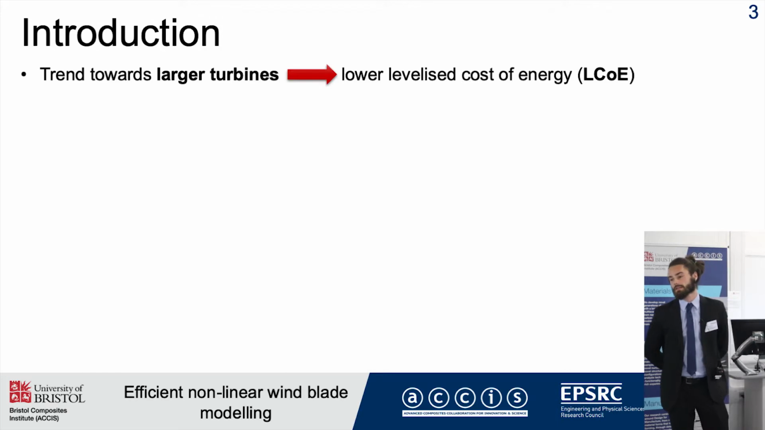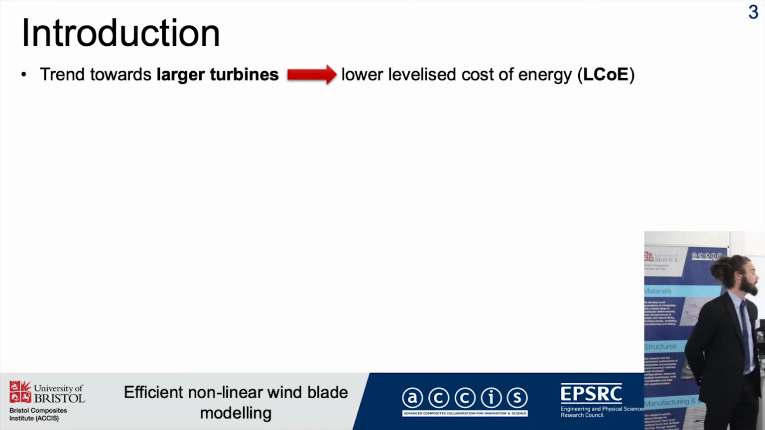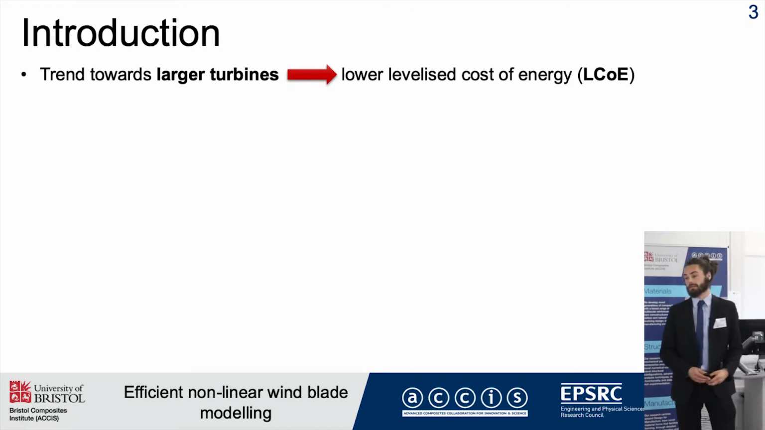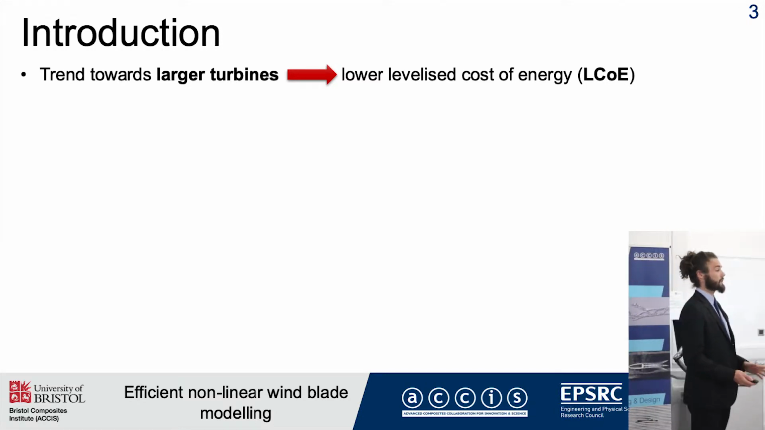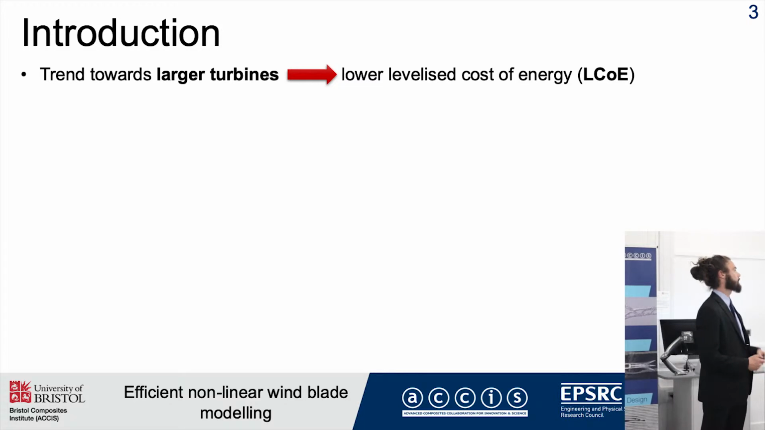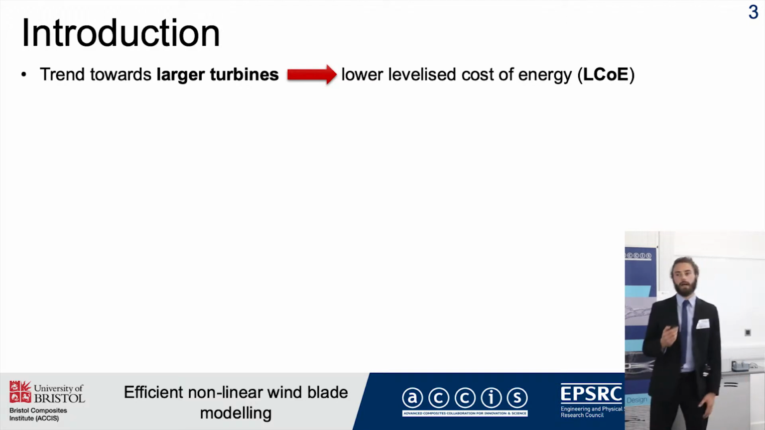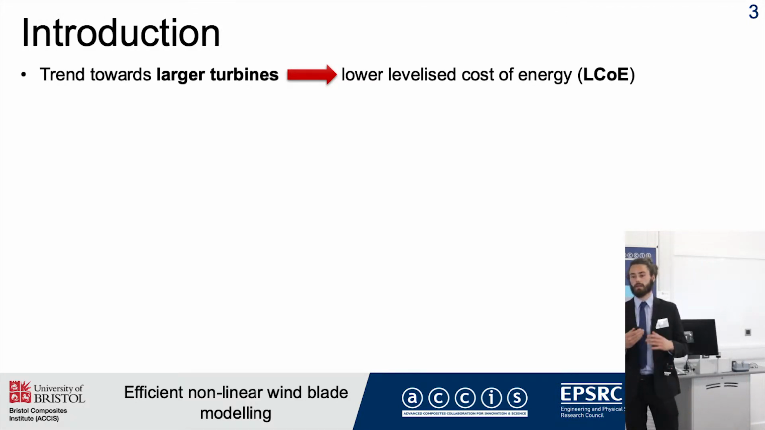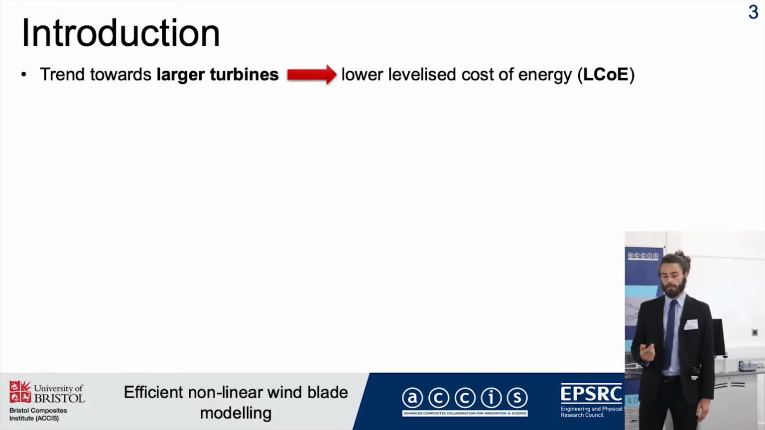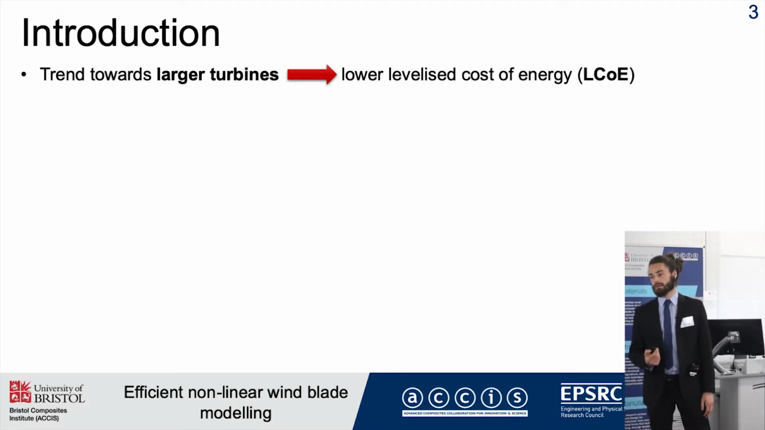So, there's been a trend towards larger wind turbines, and this is because it lowers the levelized cost of energy. There are a few reasons for this, but in general, wind speeds are slightly higher and cleaner at higher altitudes, and the power generated by a disk increases with the radius of the blade squared.